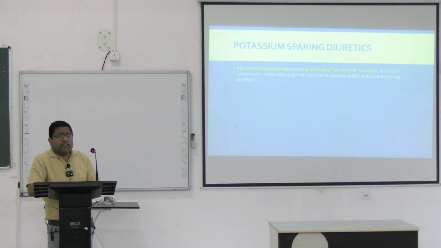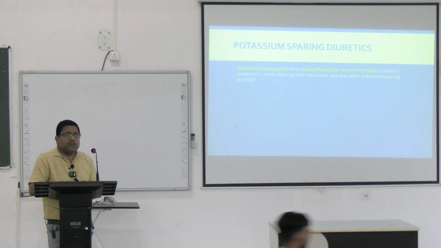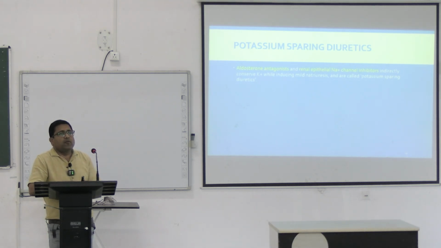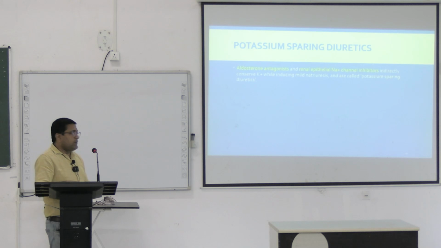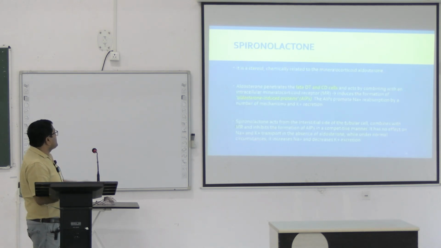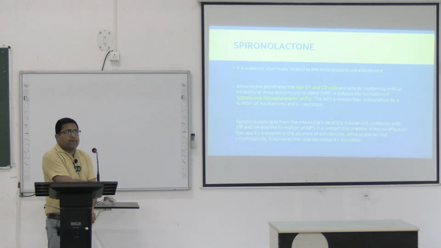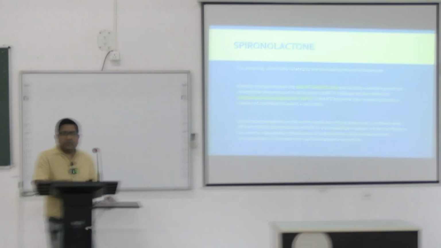Now coming to the next group of drugs, potassium-sparing diuretics. There are two groups of drugs here. Number 1 is aldosterone antagonists, that include spironolactone and eplerenone, and number 2 group of drugs is epithelial sodium channel inhibitors, that include amiloride and triamterene. Okay, so coming to the first drug, spironolactone. Spironolactone basically is the prototype aldosterone antagonist.